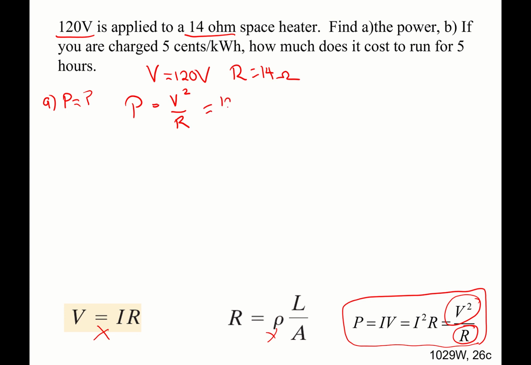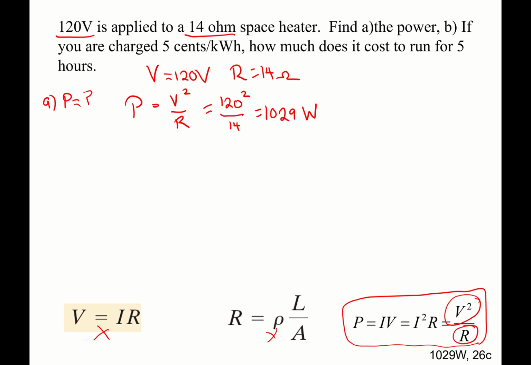All right, so I've got 120 squared divided by 14, and I get 1029. And the units for power, remember from Physics 1, is watts. Okay, so there's my power.